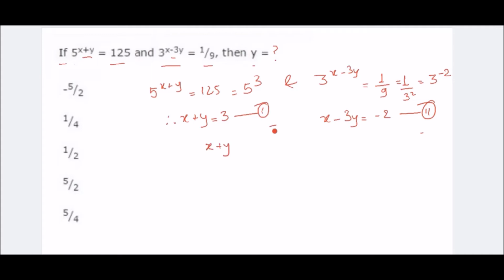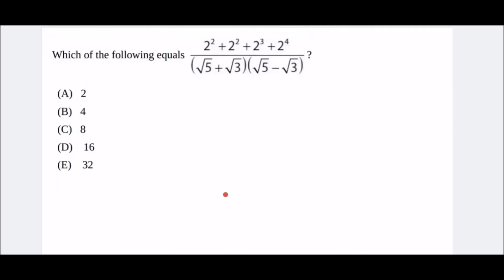x plus y is equal to 3 and x minus 3y is equal to minus 2. So now we'll subtract the equations so that we eliminate the x value, right? We need to find the y value, that's why we eliminate x. After subtracting, plus becomes minus and minus becomes plus, and again that minus becomes plus. So x is eliminated, we get 4y is equal to 5, and that will be y equal to 5 by 4, and our answer choice will be the last option.